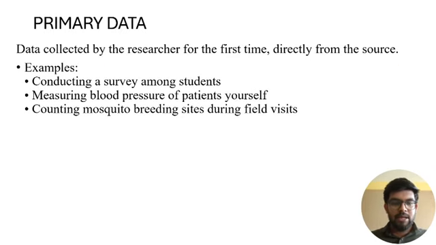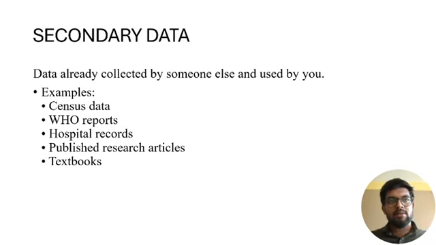Primary data is data collected by the researcher for the first time, directly from the source, which is from the primary point of view. Secondary data is data which has been collected by someone else and is being reused.